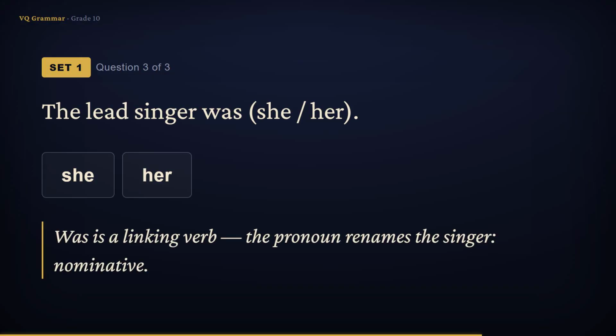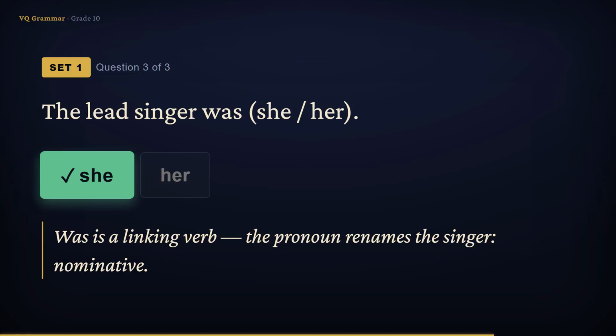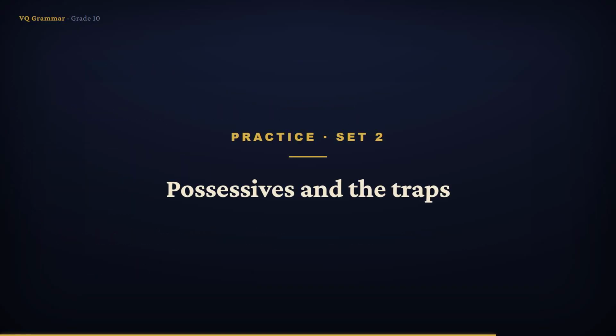The lead singer was blank. Was is a linking verb, so nothing here is receiving an action. The pronoun simply renames the singer. That makes it a predicate nominative, and predicate nominatives take the nominative case. The answer is she. Now for the traps. Watch for apostrophes that don't belong, and watch for prepositions hiding in plain sight. Pause and decide before each answer.